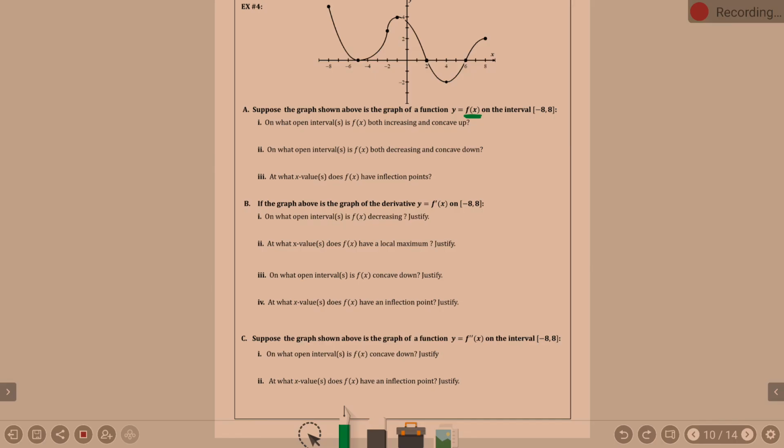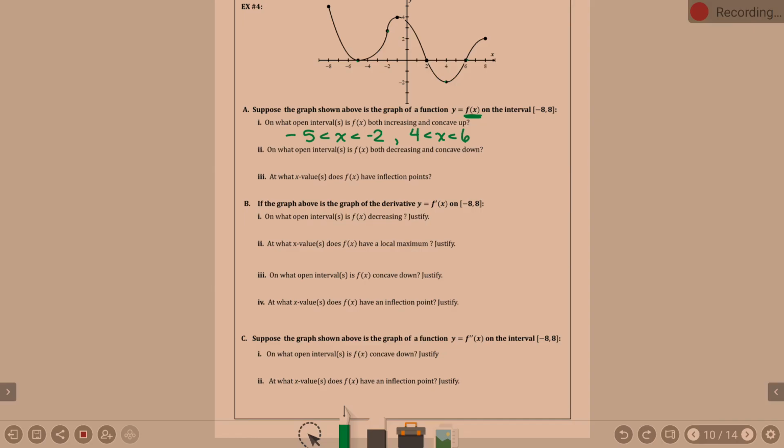-5 to -2. Okay. 4 to 6. Okay. That's all I have. And maybe I should save time and write these in interval notation: -5 less than x less than -2, 4 less than x less than 6. Those are increasing and concave up.